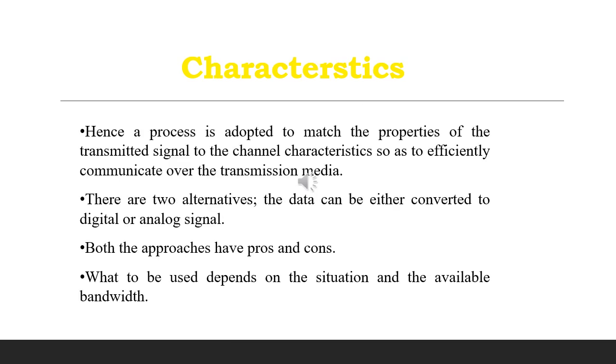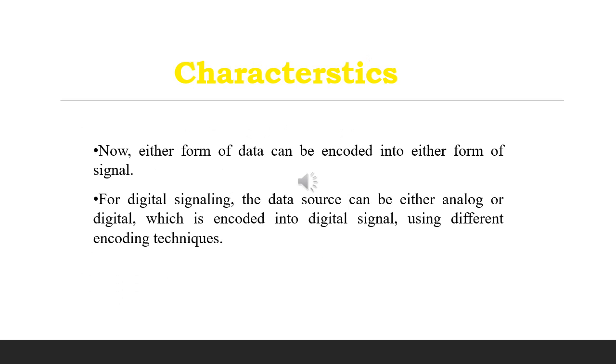Hence, a process is adopted to match the properties of the transmitted signal to the channel characteristics so as to efficiently communicate over the transmission media. There are two alternatives. The data can be either converted to digital or analog signal. Both the approaches have pros and cons. What to be used depends on the situation and the available bandwidth. Now, either form of data can be encoded into either form of signal.